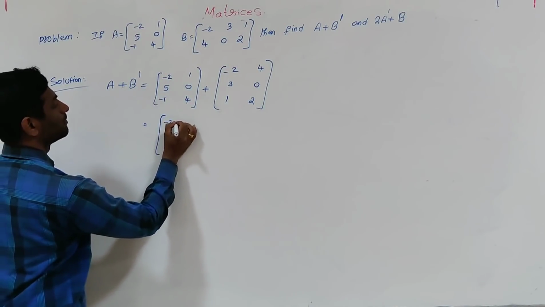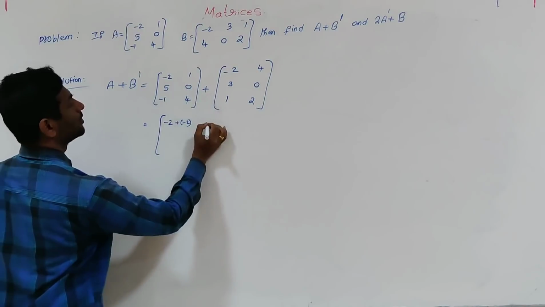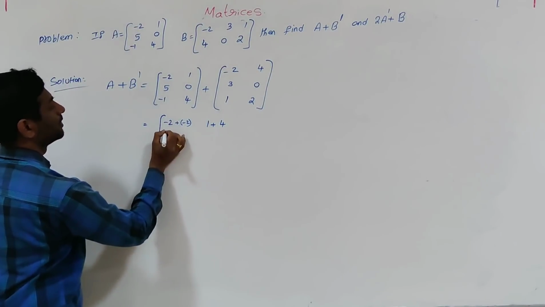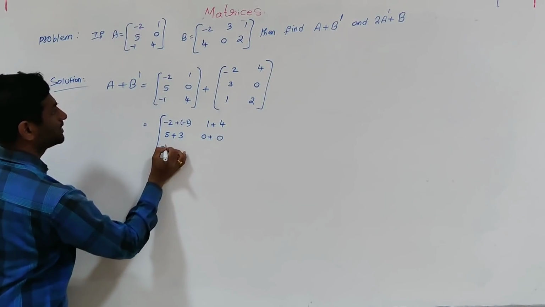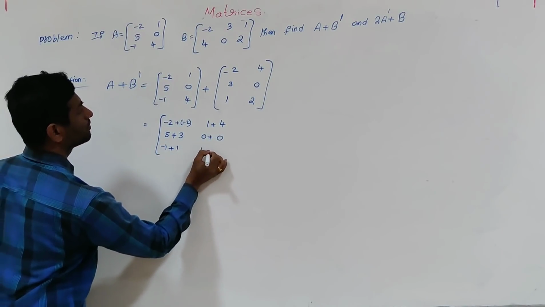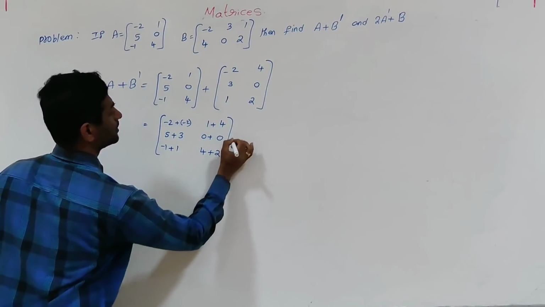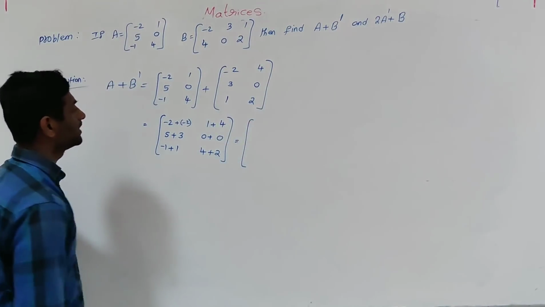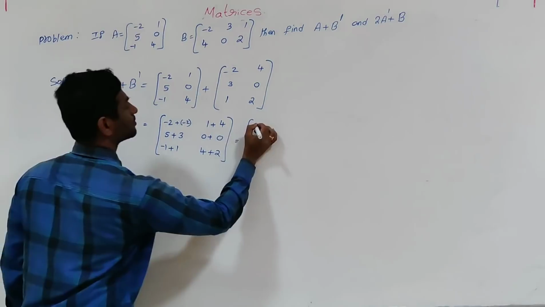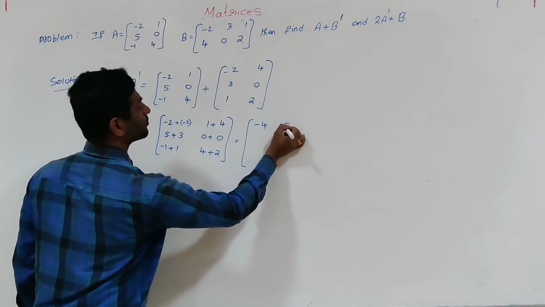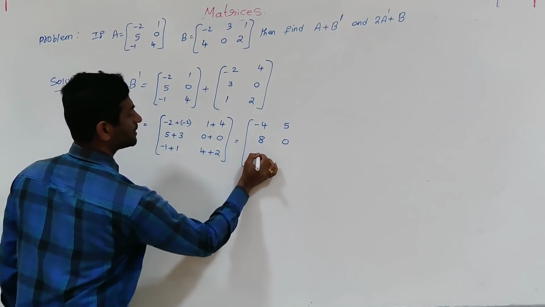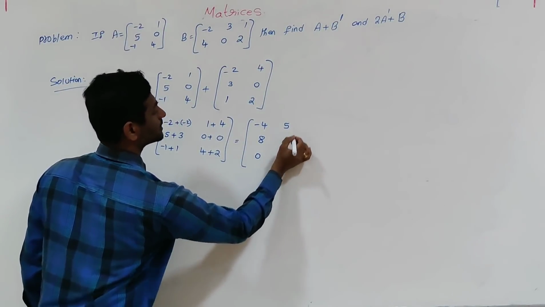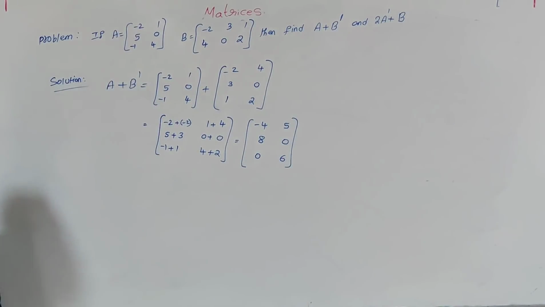Minus 2 plus minus 2, 1 plus 4, 5 plus 3, 0 plus 0, minus 1 plus 1, 4 plus 2. That gives what? The final result: minus 2 minus 2, minus 4; 1 plus 4, 5; 5 plus 3, 8; 0 plus 0, 0; minus 1 plus 1, 0; 4 plus 2, 6. So that is the matrix of (A plus B) transpose.